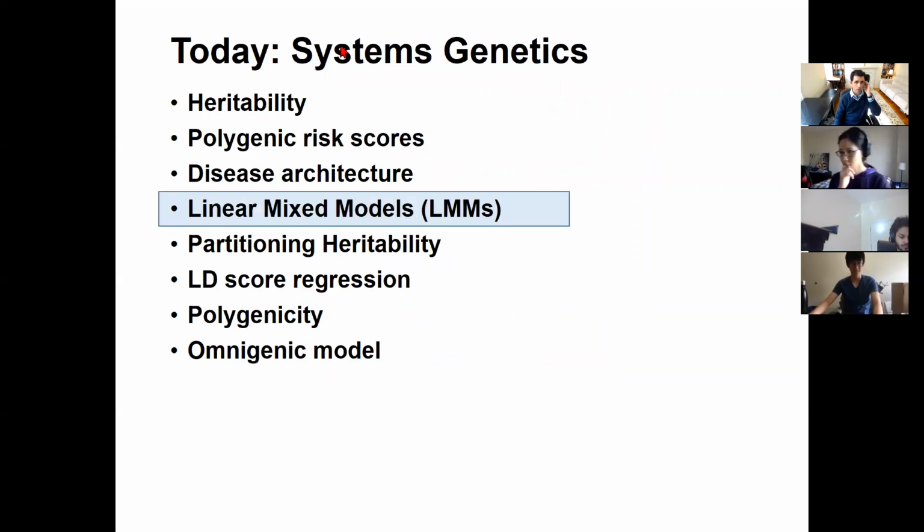All right, so let's see who's with me so far. We've basically talked about overall heritability. We've talked about polygenic risk scores and how to compute those. And we've talked about ways of distinguishing different types of disease architectures and what the implications are for the number of causal variants and their effect size distributions.